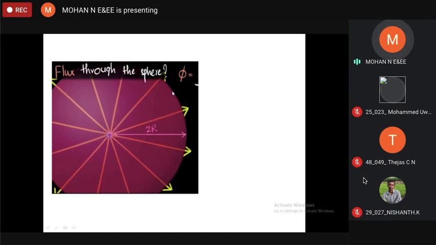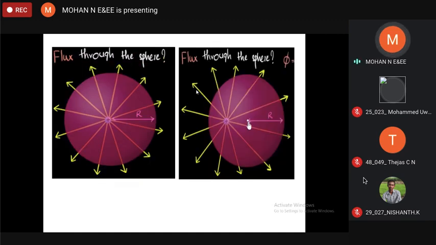Irrespective of the size of the sphere, the amount of charge is not going to change. As a result, even if you increase the radius, or even if you are finding the field at 100 times the r distance, the field remains the same. The effective field remains the same due to the amount of charge present inside the sphere. So phi is equal to the flux. That is the concept here.